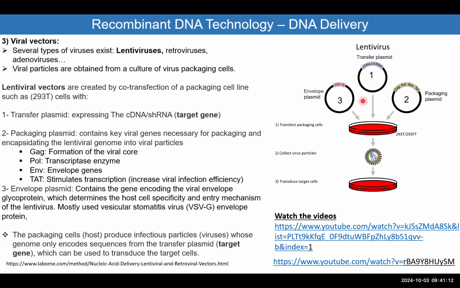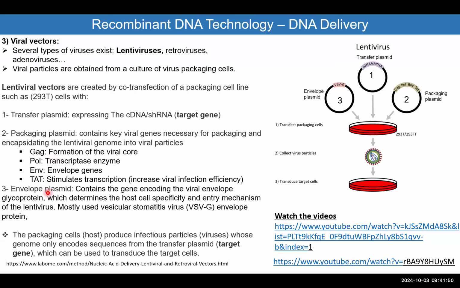For safety reasons, we put the major genes for viral production in 2 different plasmids, and we put one plasmid where we can insert the gene of interest. So we need the cells and 3 plasmids. First, we have a transfer plasmid that contains the gene of interest that you want to study. We can clone whatever gene into that plasmid number 1. Then we have the packaging plasmid and the envelope plasmid.